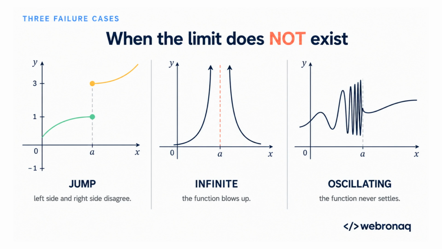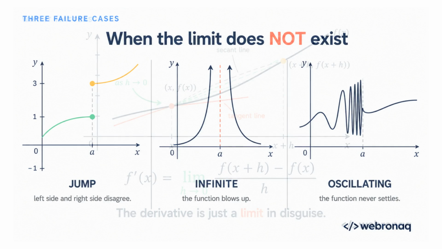Third one, oscillating. This one is a little weird. As x approaches the point, the function keeps swinging up and down faster and faster, never settling on a single value. The classic example is sine of 1 over x. As x approaches 0, it just refuses to commit to a value. So jump, infinite, and oscillating. If you see any of these three behaviors at a point, the limit there does not exist. Everywhere else, you're usually fine.